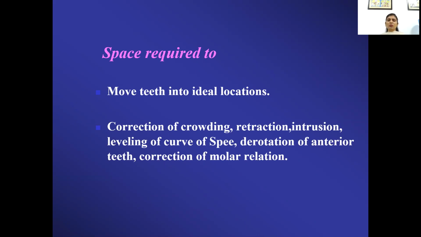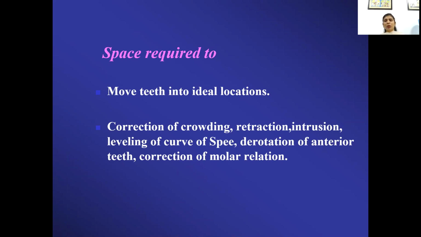In patients in whom the teeth are extruded, in patients in whom the curve of Spee is not flat, it is either more or exaggerated, in all those patients we require space to level the curve of Spee. In patients in whom the anterior teeth are rotated, we need space to derotate them. Whenever the molar relation is not class 1, be it class 2 or class 3, we require space to correct that molar relationship. And this molar relation correction requires almost 5 millimeter of space on one side.